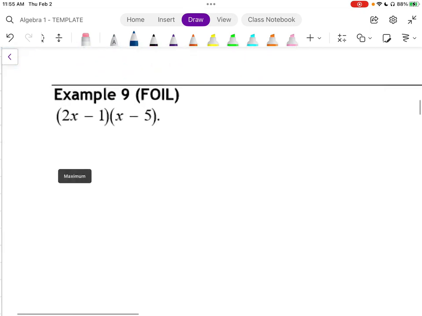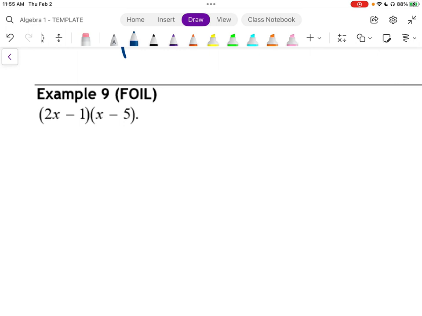Example 9. So this is using FOIL, and FOIL stands for first, outer, inner, last. You can use that if you want to, but I always think about just fancy distributing, right? We know how to distribute, and now we're just going to have to distribute more than once. So I start off with my 2x. He distributes to the x and to the negative 5.